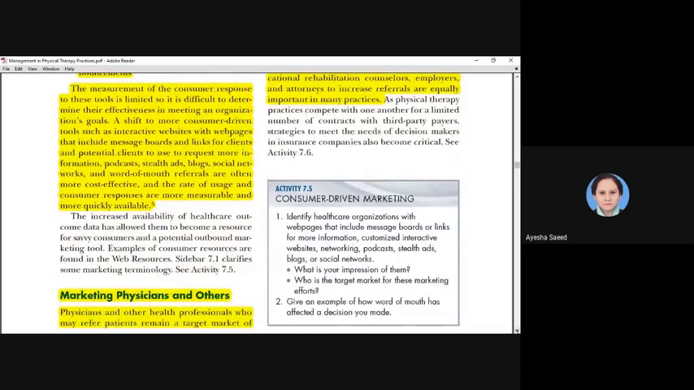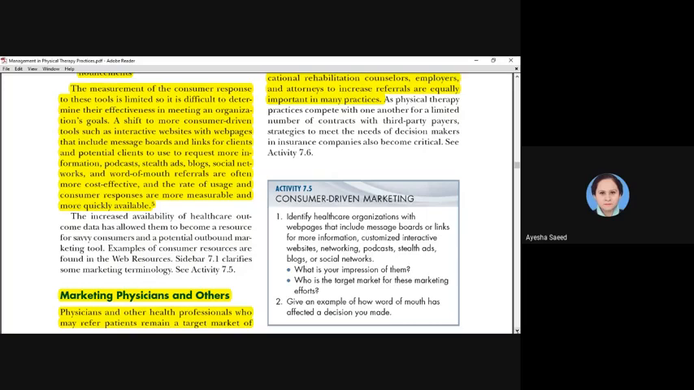The measurement of the consumer response to these tools is limited, so it is difficult to determine their effectiveness in meeting an organization's goals. Because usually, the customers who receive these advertisements do not reach back to the practitioner again, so it is difficult to see the individual efficacy of all the points that have been discussed above.